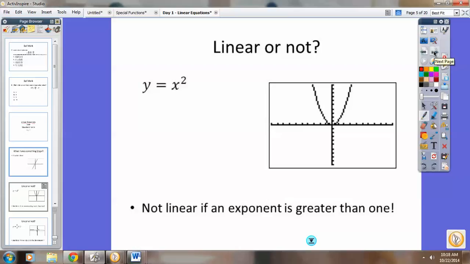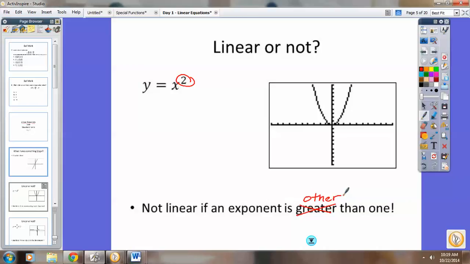Looking at this next graph, is this linear? What do you think? Yes or no? No. It's not. What part of this graph tells you it's not linear, Gavin? I'm going to say the x with the exponent. Okay, so you're looking at the equation, you're thinking the exponent? You're exactly right. If we have an exponent that is anything other than 1, it is not linear.